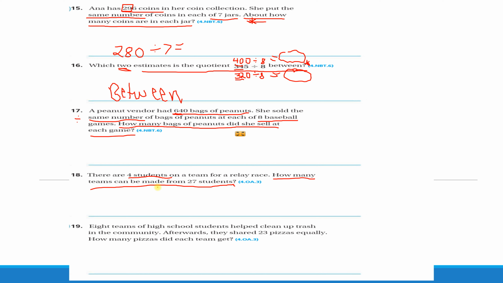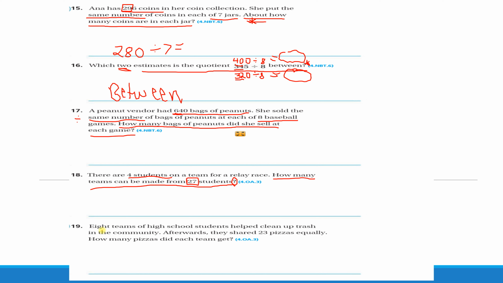So in this particular problem, the question says how many teams can be made. We don't need the remainder in this case because it just wants to know how many full teams can be made, not how many teams they need to satisfy all 27 students. They just want to know, hey, how many full teams of 4 will we have. There are going to be some students left out in this particular problem because of the way they asked the question, which is really what we care about. How did they ask the question? What do they want to know?